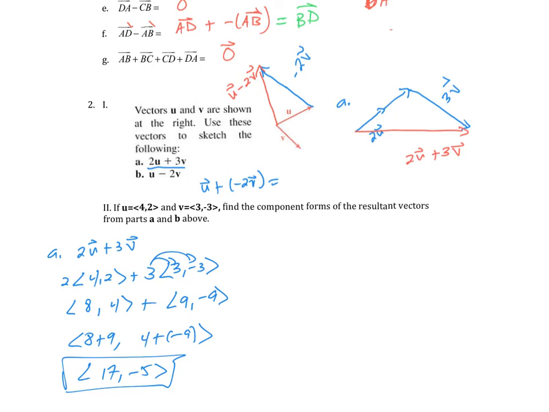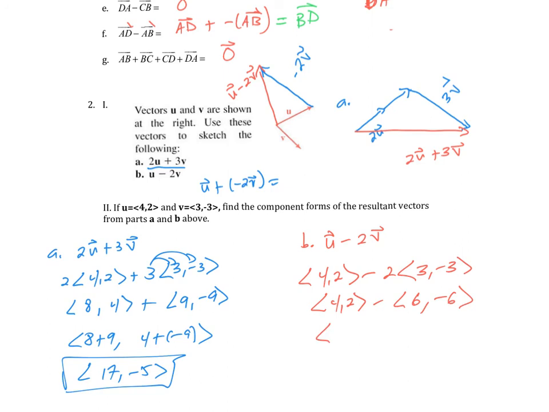And the last problem, let's do U minus 2V. This is letter B. So the U vector is given as 4, 2, minus 2 times the V vector, which is 3, negative 3. So we have 4, 2 minus, distribute the scalar, or the 2. So we have 2 times 3 is 6, 2 times negative 3 is negative 6. Now we're going to subtract the vectors. So subtract the x component, so 4 minus 6, and the y components, 2 minus negative 6. And this becomes negative 2, positive 8 is the vector U minus 2V.